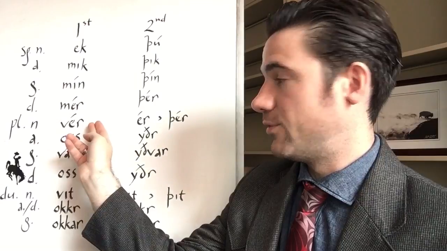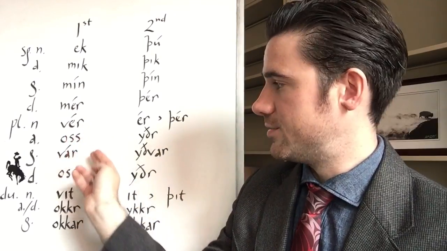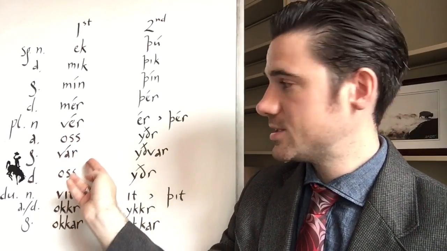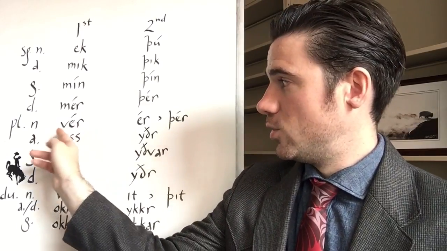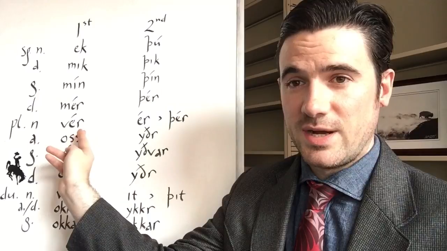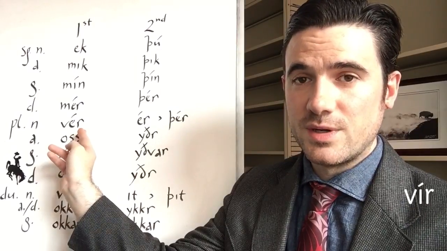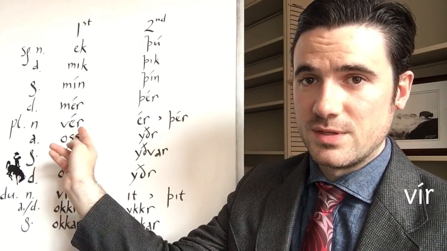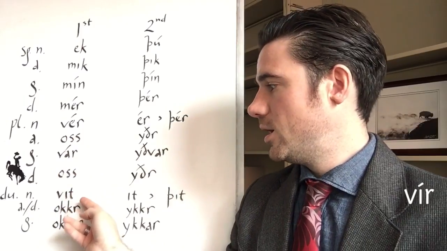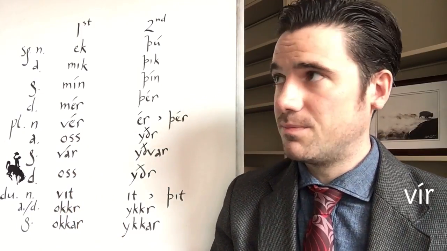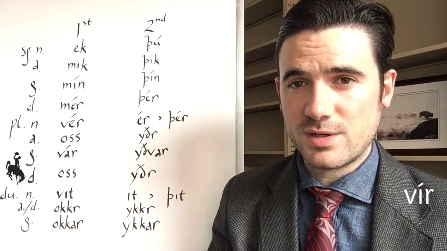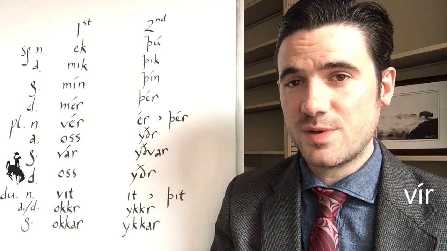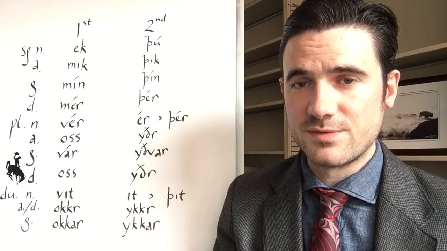In the plural, we have we, ver, accusative and dative os, just like English us, and genitive vor, our. In Old East Norse, this has a long I, usually vir, which is where Swedish, Danish, East Norwegian V comes from. In the first and second person personal pronouns, this is the only part of the Old Norse language where any trace of the dual category is left over.